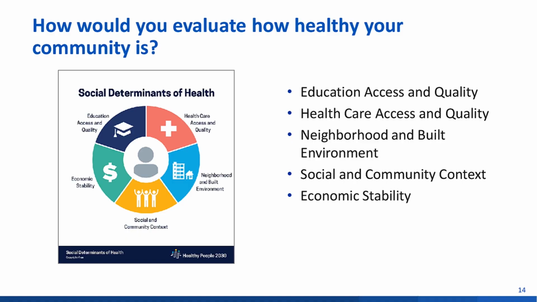How would you evaluate how healthy your community is? What indicators or determinants of community health could you measure? This is an image of Social Determinants of Health, or SDOH, from Healthy People 2030. You can access SDOH at https://www.healthypeople.gov. Determinants include education access and quality, economic stability, social and community context, neighborhood and built environment, and healthcare access and quality.